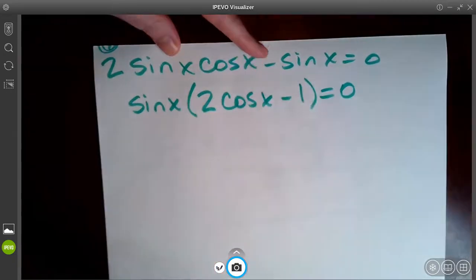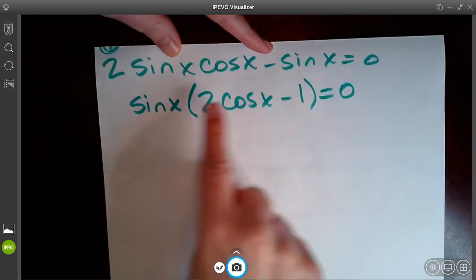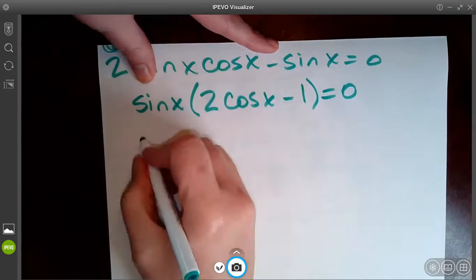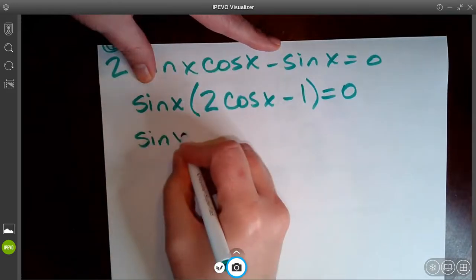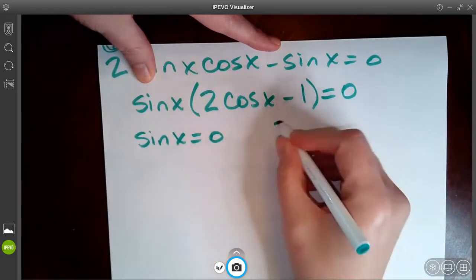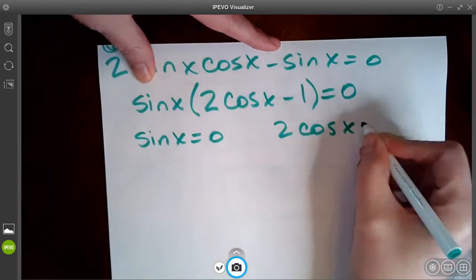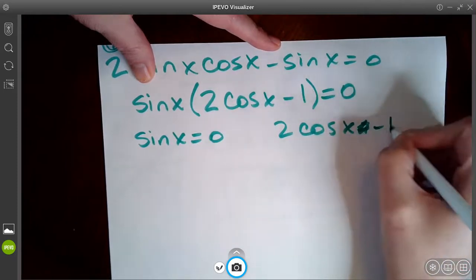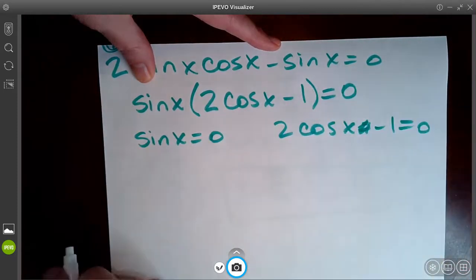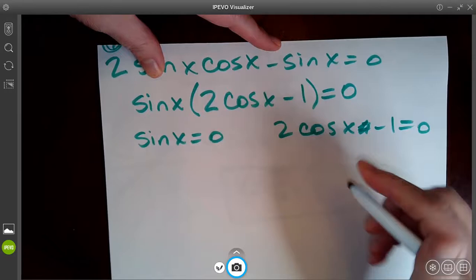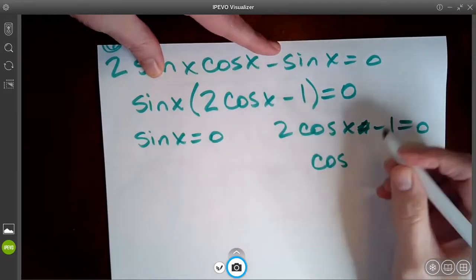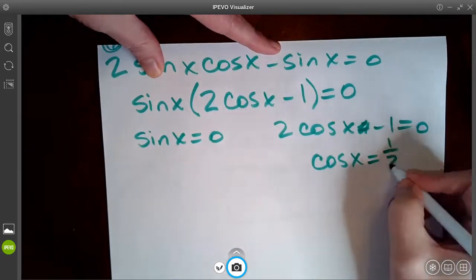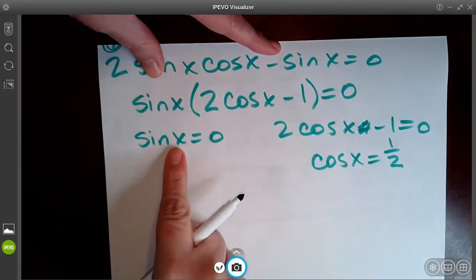So now we are going to set each factor equal to 0 and solve. So we have sine x equals 0 and 2 cosine x minus 1 equals 0. All right, so on this one, cosine x equals 1/2. And on this one, sine x equals 0.